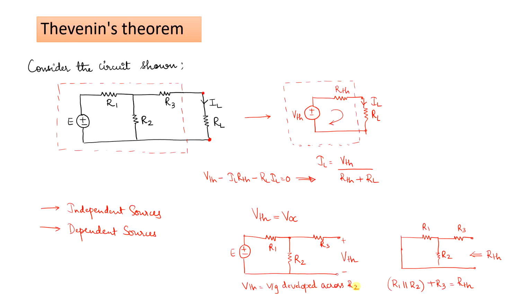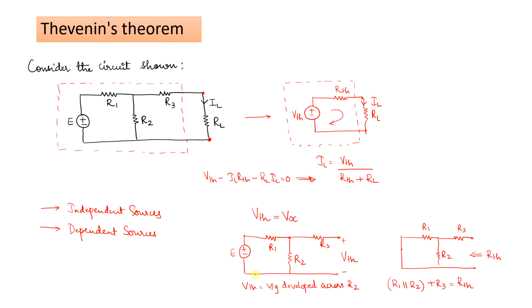So the first task, whenever a circuit is given, is to identify where the load is connected and remove that load. You will get open circuit terminals, right? Across those open circuit terminals, first measure V Thevenin. After that, make all the independent sources inoperative and compute R Thevenin, obtained when looking back into the circuit.